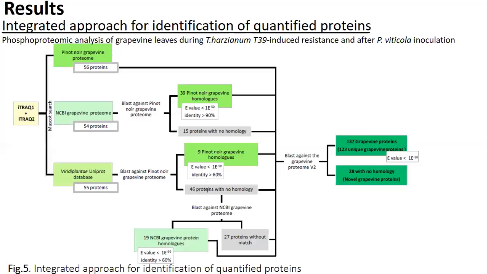Among the proteins identified against the NCBI grapevine proteome, 39 match with proteins of the Pinot Noir proteome and 15 with no homology. Among proteins identified using Viridiplantae UniProt database, 9 were homologous with proteins of Pinot Noir and 19 homologous with proteins of the NCBI grapevine proteome. The 165 phosphopeptides correspond to 137 proteins of the grapevine genome database and 28 novel and predicted grapevine proteins.